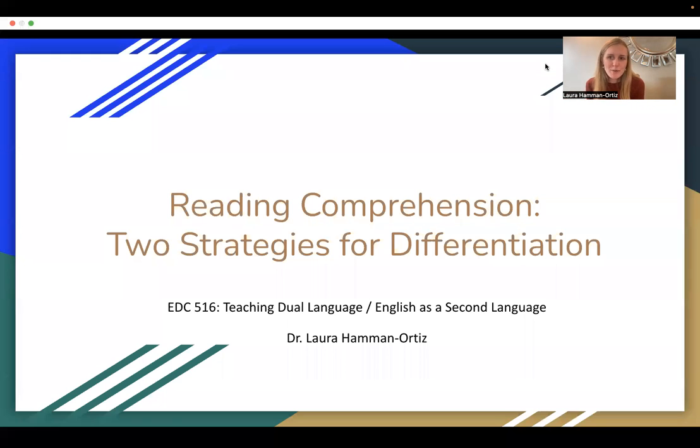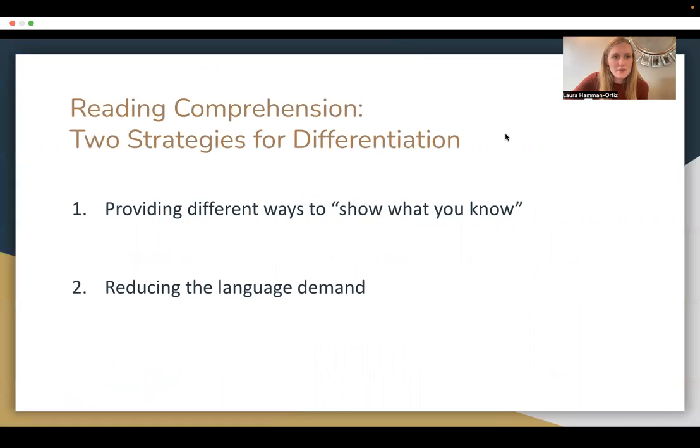In this video, we're going to talk about some strategies for differentiation, using reading comprehension as our focus, but with the understanding that these strategies can be applied outside of reading comprehension tasks as well. The first strategy is providing students with different ways to show what they know, to demonstrate their understanding of a passage. The second is reducing the language demand, or thinking about ways that you can make the language less complex or less challenging while still having students engage with the same cognitive task or the same content learning.